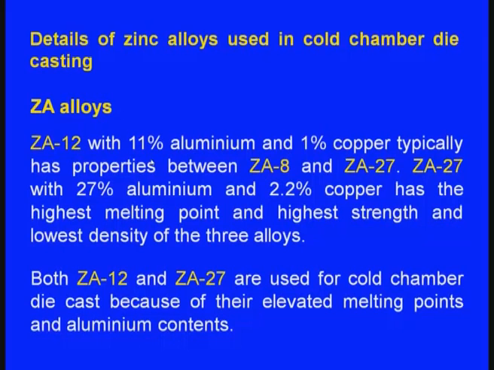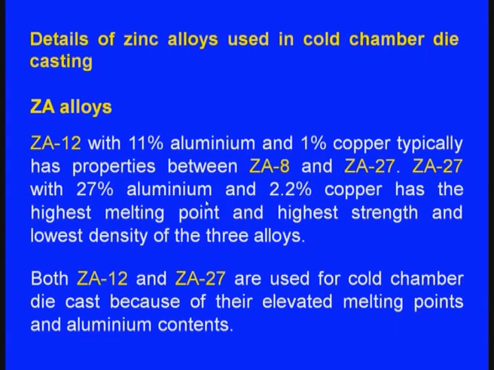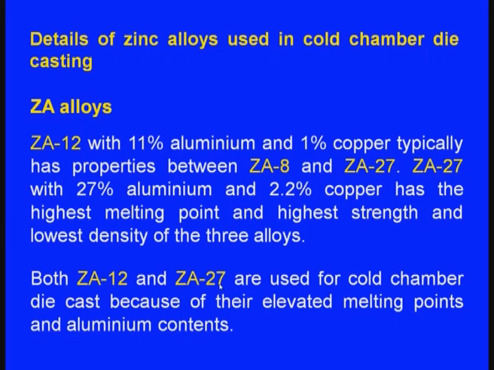Next one, we will see details of zinc alloys used in cold chamber die casting. ZA alloys, ZA12 with 11% aluminum and 1% copper typically has properties between ZA8 and ZA27. ZA27 with 27% aluminum and 2.2% copper has the highest melting point, highest strength and lowest density of these three alloys. Next one, both ZA12 and ZA27 are used for cold chamber die casting because of their elevated melting points and aluminum contents.